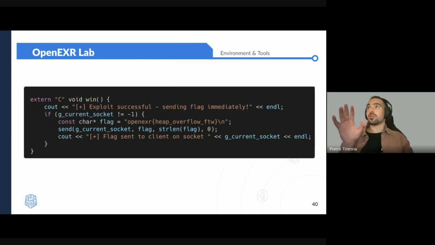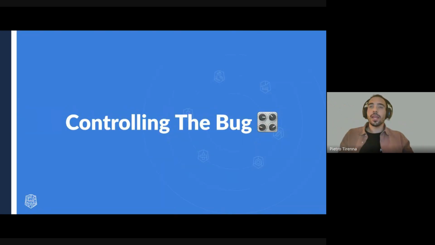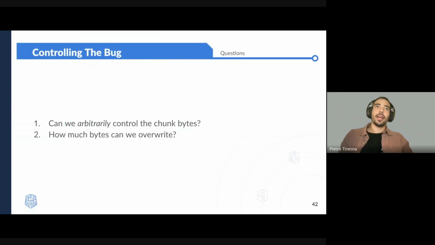So the goal of this research is to demonstrate that we can leverage the heap overflow to redirect the code execution to this win function. Let's start by understanding how much control we have over the bug. Okay, we have a heap overflow, but how much data can we really control?